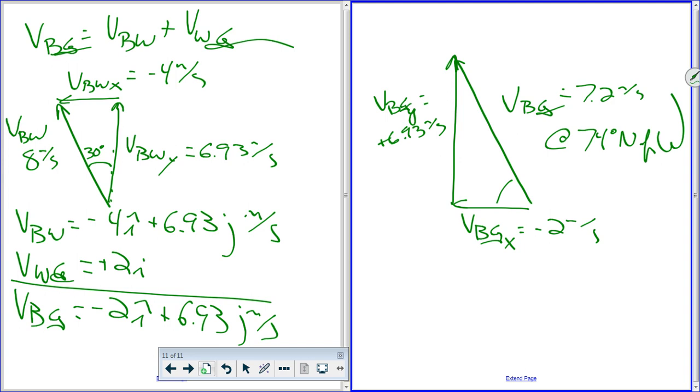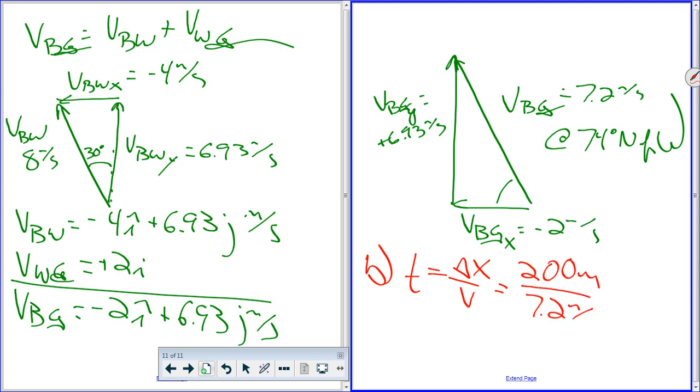The boat needs to go 200 meters across the river, right? And the boat is going at 7.2 meters a second, but not in the right direction. A lot of people for part B said, I'm looking for the time, that's just displacement over velocity. To cross the river, I have to go 200 meters, traveling at 7.2 meters a second, which gives 28 seconds. But that's capital W wrong. Why? Because you're only counting on the y velocity to get across.